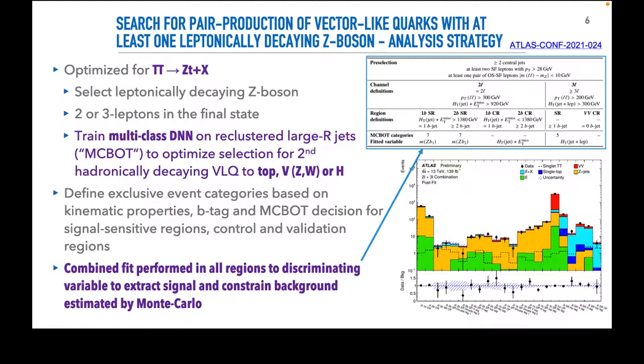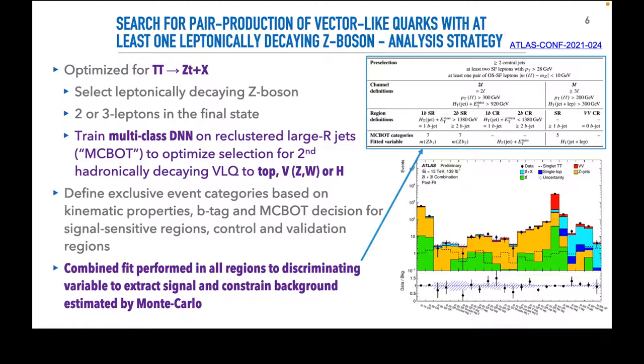This is the result, using the full Run 2 ATLAS data. They have found no deviation and they set limits as a function of the different representations. They can set limits on vector-like top quarks up to 1.6 TeV. They also set limits as a function of the VLQ branching ratios to the standard model bosons. And this search improves the previous limits using only 2015 and 2016 ATLAS data by more than 200 GeV.